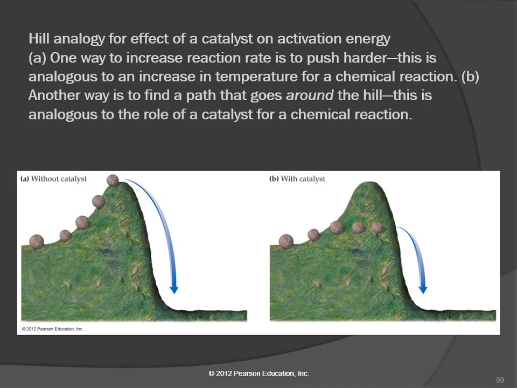It's like, you're pushing over the hump, but actually if you just went a little bit to the right, there's a much lower hump to push over. Well, you could get things done much more quickly if you go the way that has a lower hump. So that's what a catalyst does, it reduces the activation energy. It creates an alternate pathway, a different way for the reaction to occur.